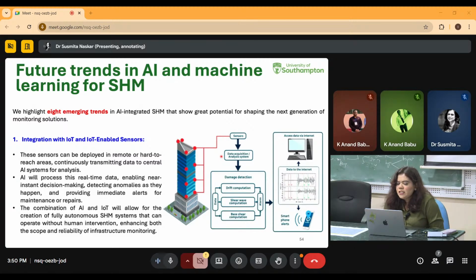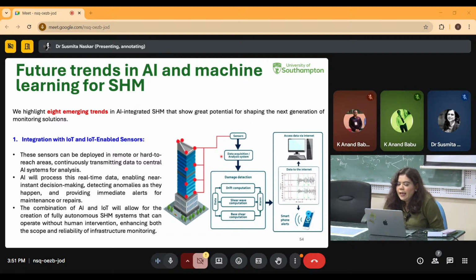But now let's focus on how it works in practice, right? So these sensors can be deployed in remote, or as I said, that's where we are always interested, whether it can be remote or hard to reach areas, whether we can use it. Definitely we can use it. Continuously we can transmit data to an AI system, right? And this overcomes the limitation of manual inspection. This also makes infrastructure monitoring more comprehensive.